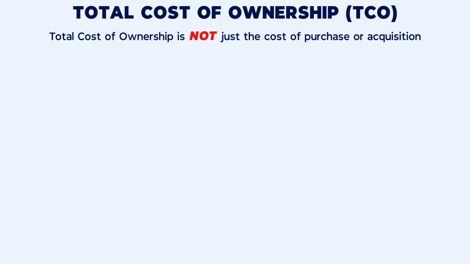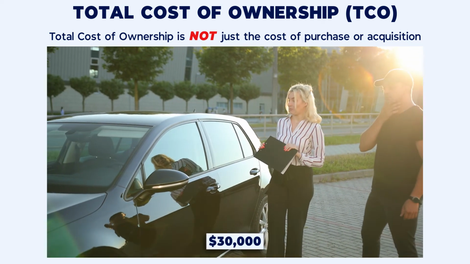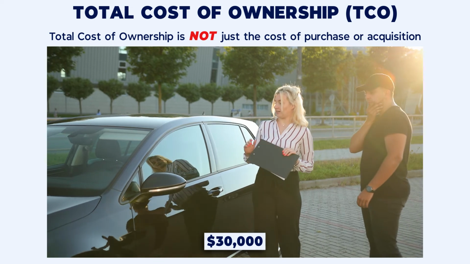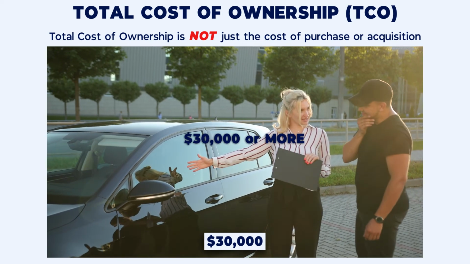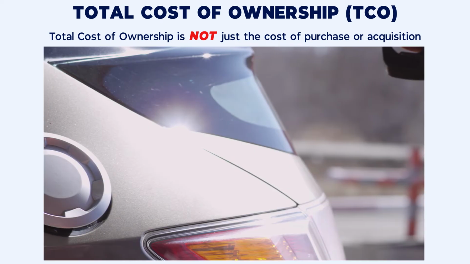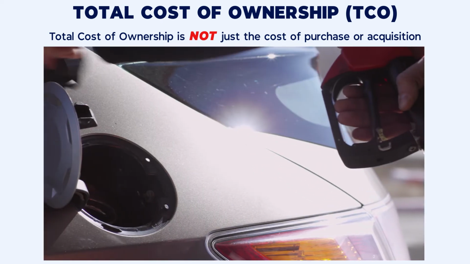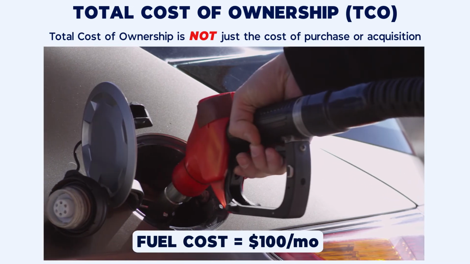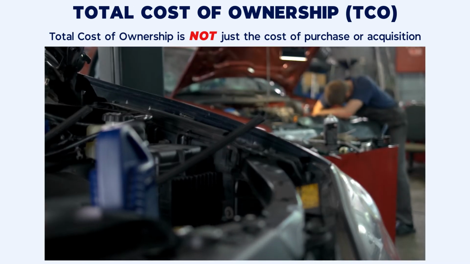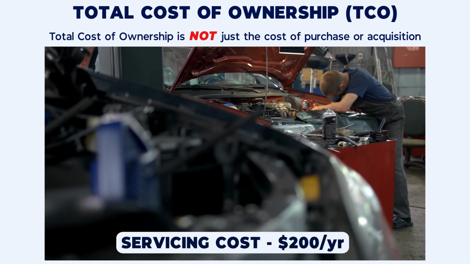Let's take an example. Let's say Mr. X bought a car for $30,000. Is the total cost of ownership $30,000 or more? The answer is it is more. Mr. X drives the car to the office every day, that is 5 days a week, and he spends $100 every month on the fuel. He also needs to take the car to a service center, and that costs roughly $200 every year.